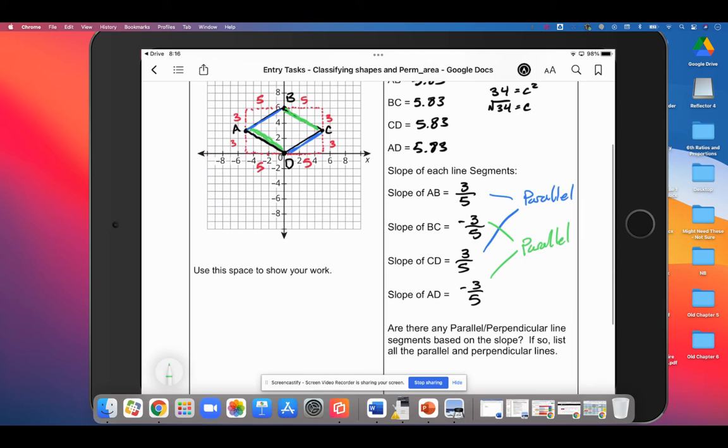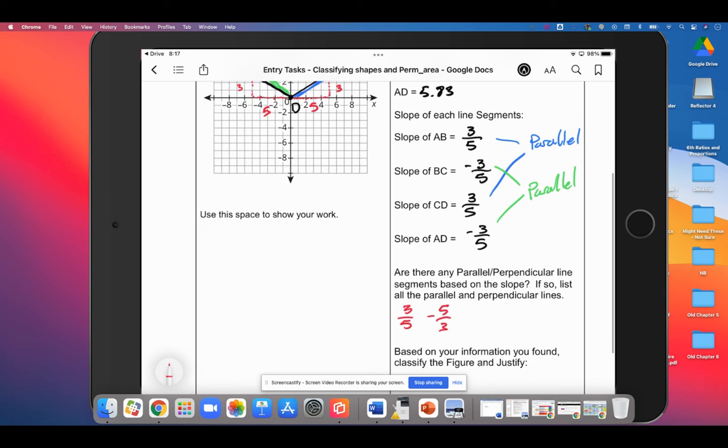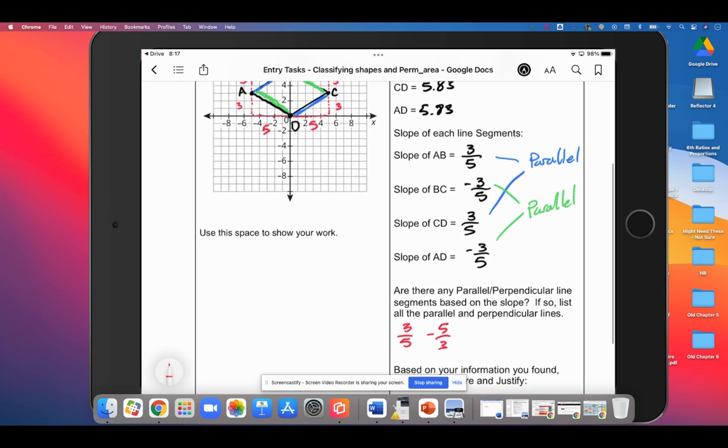Do we have any perpendicular lines? If we look at the first one, AB, we have 3 over 5. We would need, for something to be perpendicular to that, the opposite reciprocal slope. So we'd be looking for a slope of negative 5 over 3 because that's the opposite reciprocal. And I can see that I do not have any slopes that are the opposite reciprocal. So I do not have any perpendicular lines.